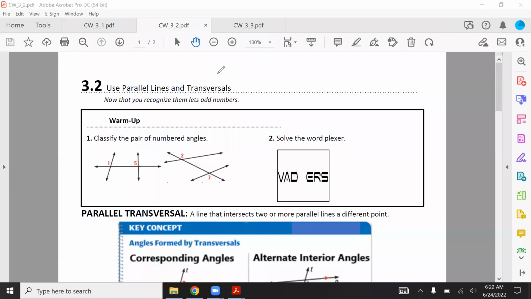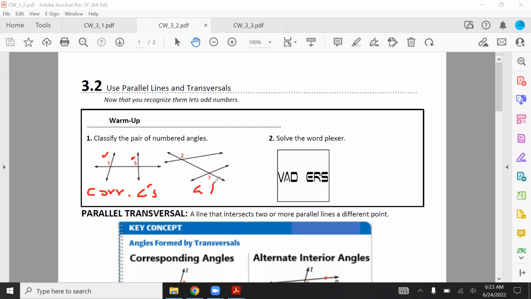Okay, welcome to a video on 3.2, which is more about parallel lines and transversals. Classify the pair of numbered angles. So 1 and 5 here, those are going to be corresponding angles because they're in the same position between the transversal and the line.